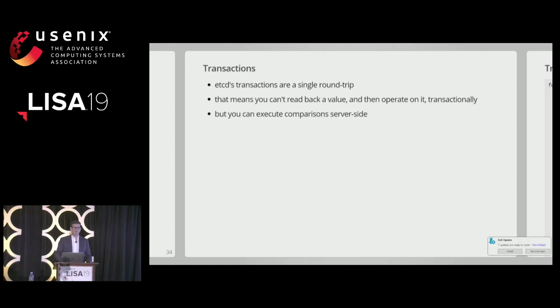So more on these transactions. They're single round trip. That means that you can't read a value out of the cluster, get it back, and then write something based on that result. You only get one network round trip. So you're kind of limited in what you can do there. But you can execute comparisons server side.